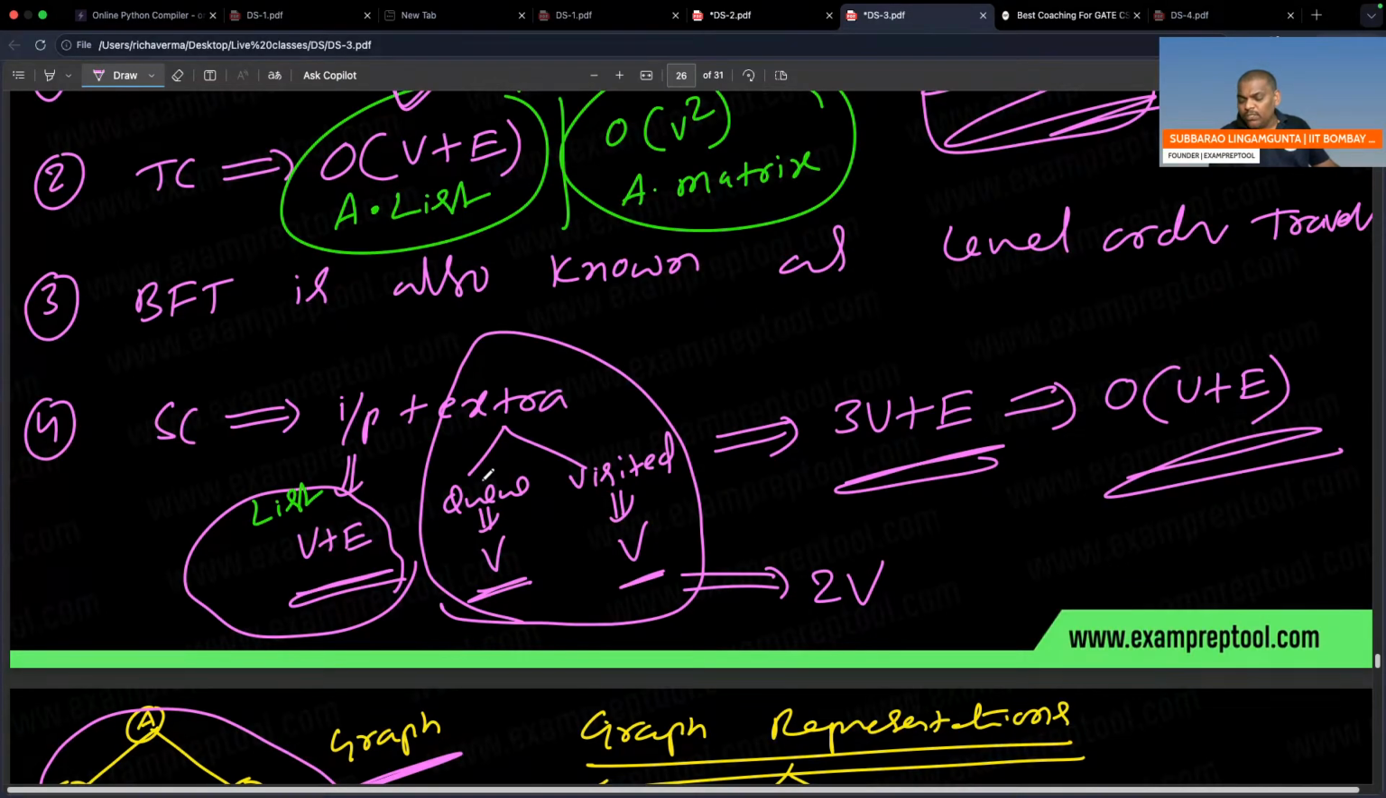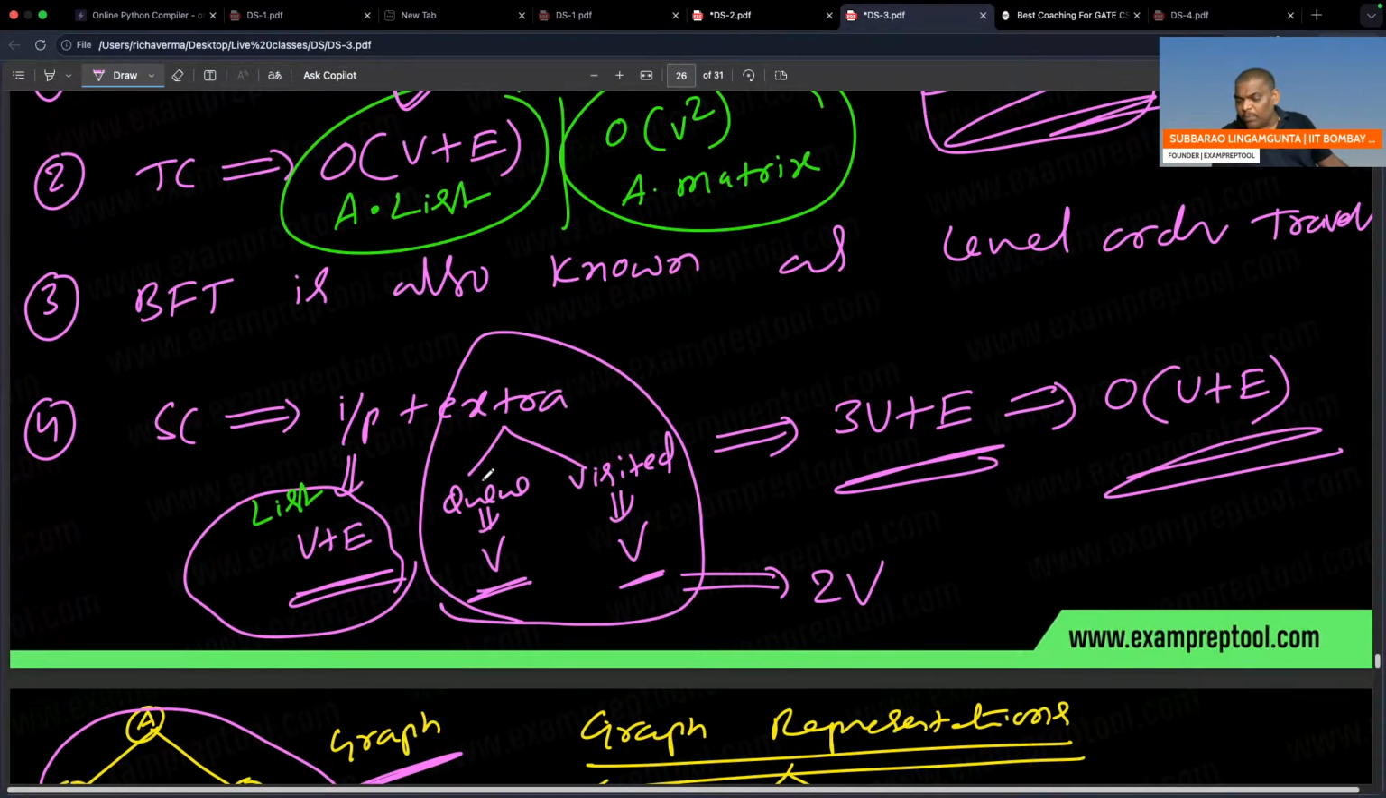Space complexity means input plus extra. Input is how the graph is given, list or matrix. If list, V plus E space. Time is also the same, because to cover the total graph, V vertices and E edges, you have to cover. So if the input is given in list format, V plus E. If it is matrix format, then V square.